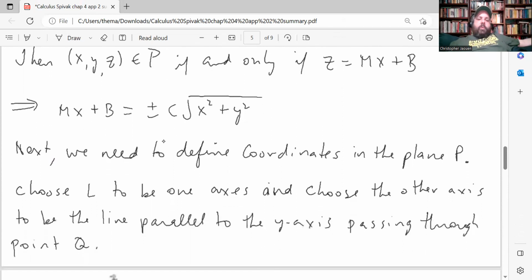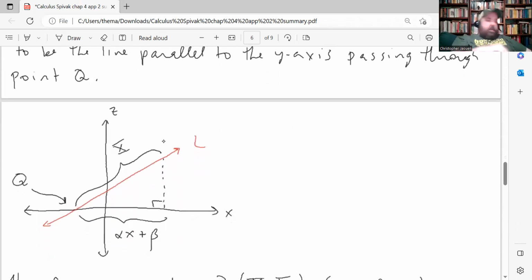Okay, so now what we want to do is define coordinates in the plane P so that we can see what the shape of the curve is that's represented by the intersection of the cone and the plane. So what he does in the book is he chooses the line L to be one of the axes, and chooses the other axis to be the line parallel to the y-axis. Remember, that's the one that's sticking straight out at us, passing through the point Q. The point Q is this point where the line intersects the x-axis, like I have drawn in the picture down here.